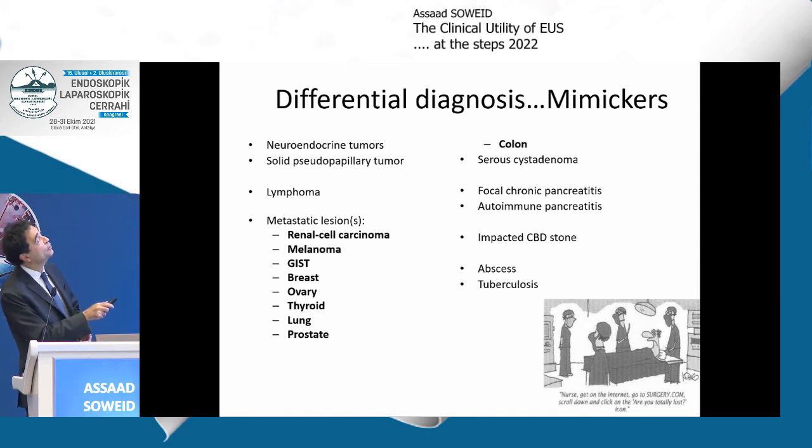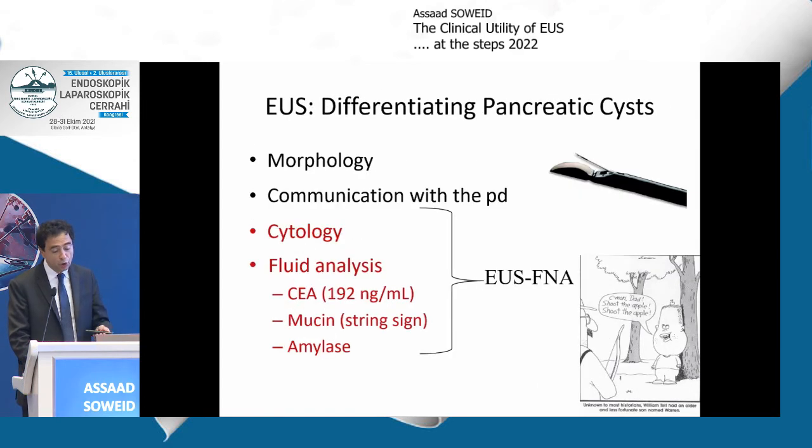For example, neuroendocrine tumors may need a limited type of surgery. Solid pseudopapillary neoplasm needs chemo. Metastatic lesions need treatment, not surgery per se. And then you can have focal chronic pancreatitis, or autoimmune pancreatitis that would need steroid treatment. So all these entities might mimic a mass, but they are not a mass, and EUS is the only way to detect those. Also in cysts, looking at the cyst might not be enough.